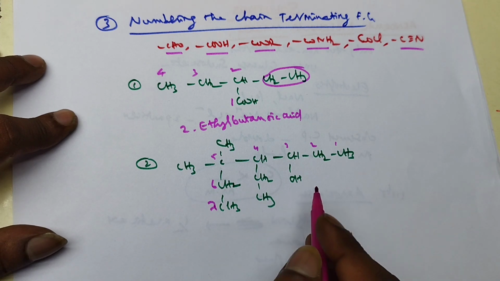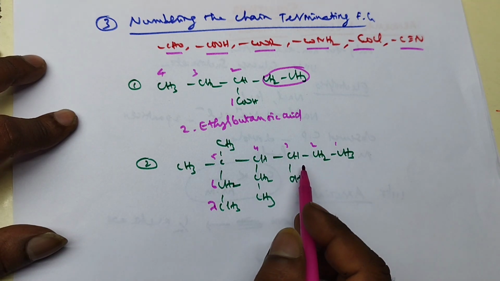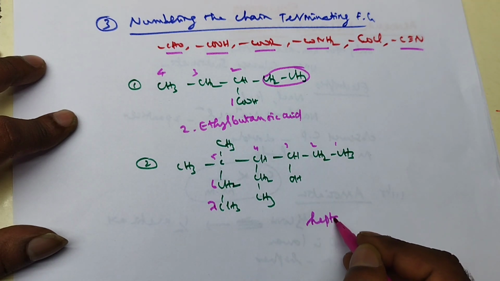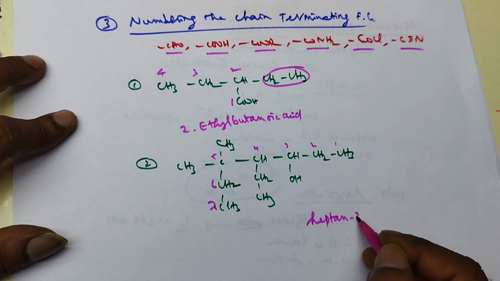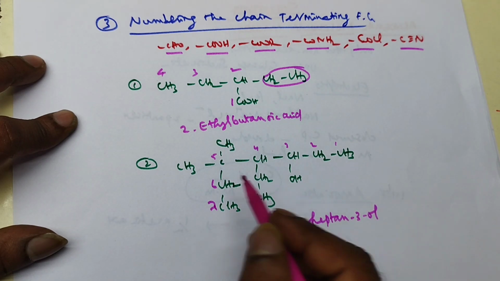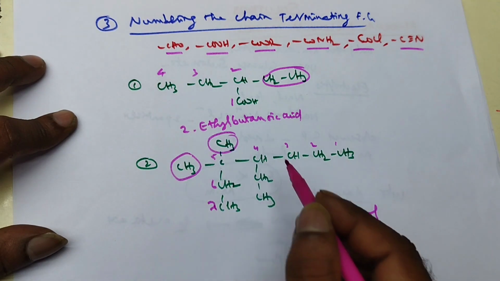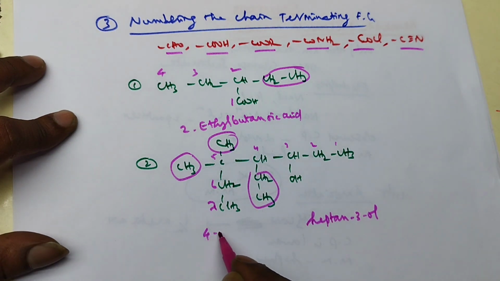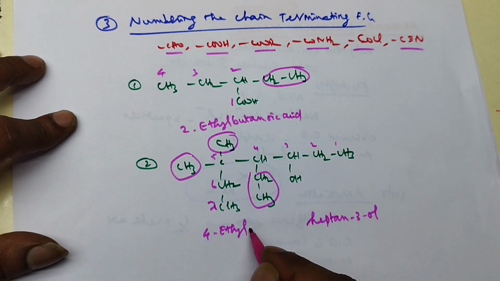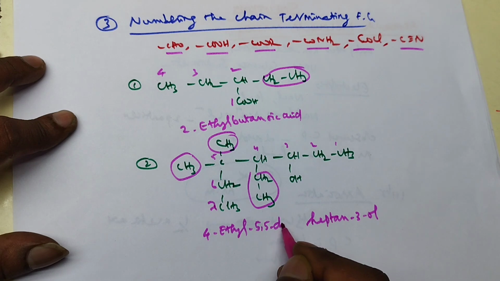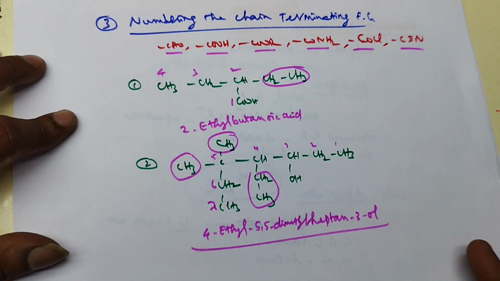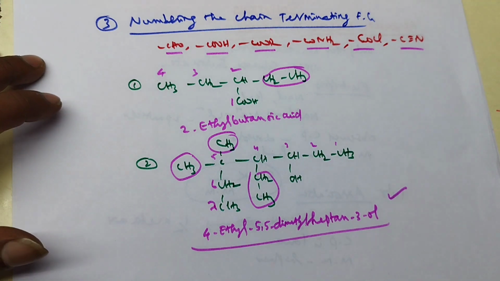So we are giving preference to the functional group, and that gets the lowest number. So 7 carbons means the parent name is hept, heptane. Where is it attached? At 3. Heptan-3-ol. And these are all substituents, and we say where they are attached. Arrange the substituents in alphabetical order. At the fourth position we have 4-ethyl, and at 5 we have 5,5-dimethyl. So 4-ethyl-5,5-dimethylheptan-3-ol. This is the correct way of numbering the compounds.